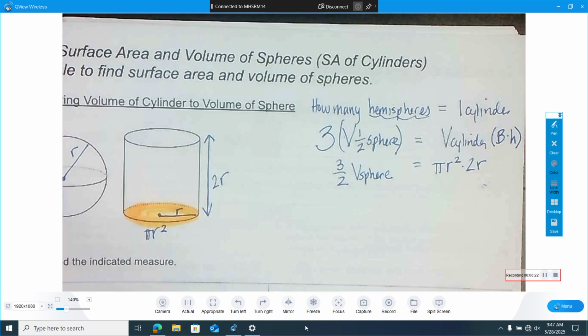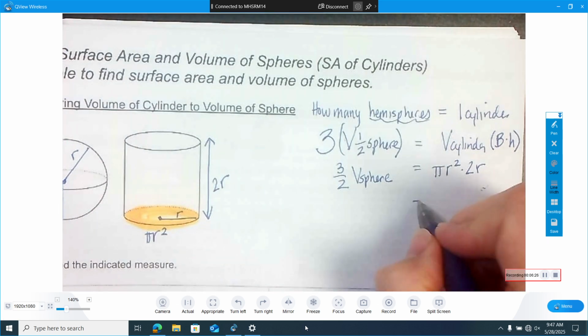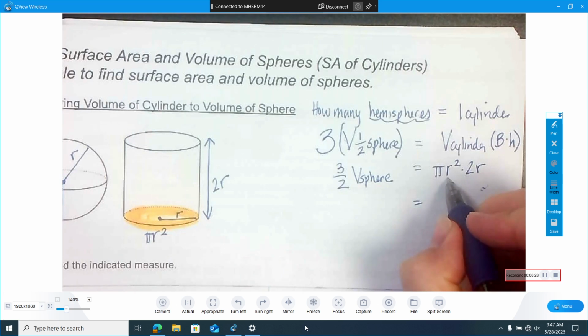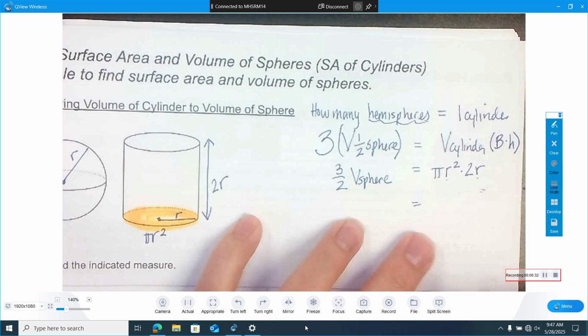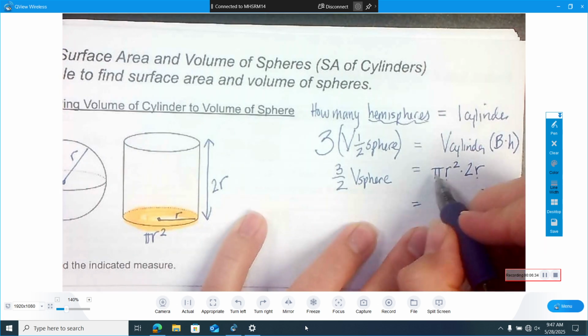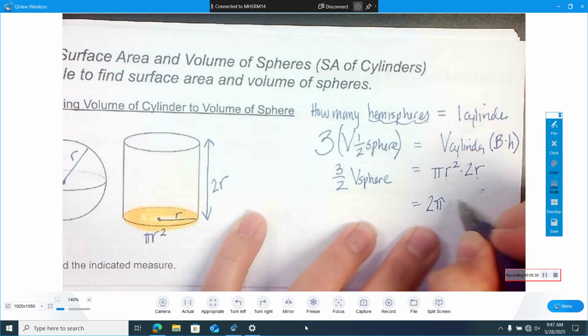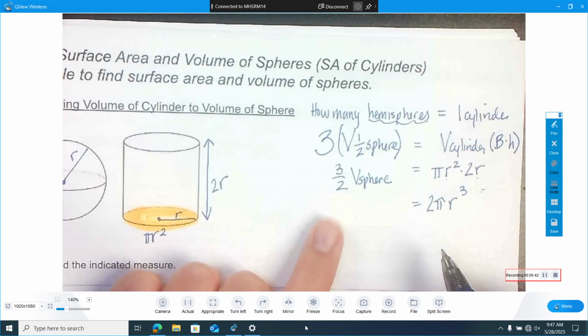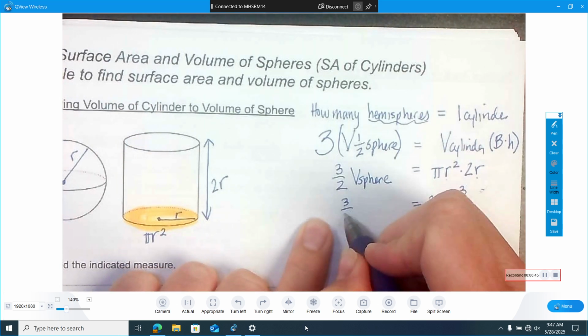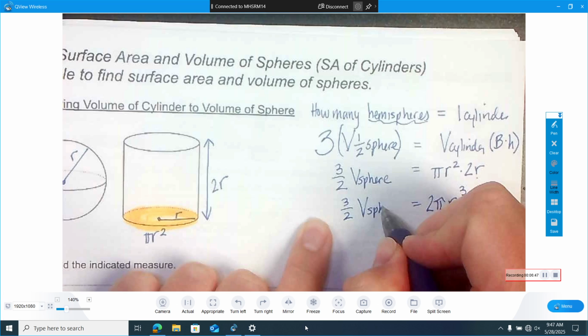Yeah? So 3 times a half would be 3 halves. Okay. Let's see. And so I'm going to clean this up. What is r squared times another r? R to the third. And so I have 2 times pi times radius cubed to clean up this right-hand side. That's kind of interesting. And that's equal to 3 halves the volume of a sphere.